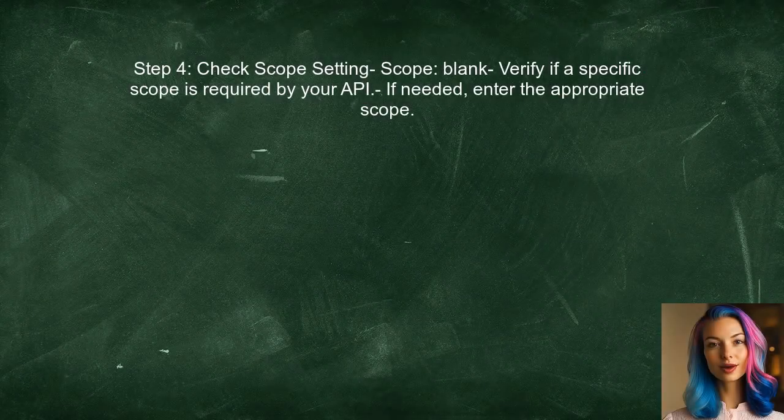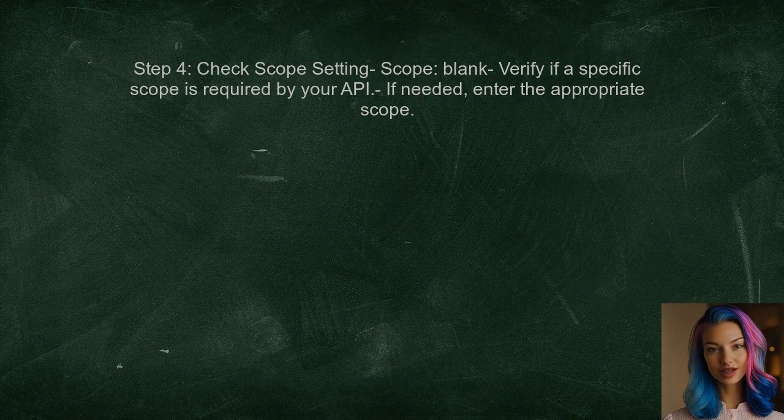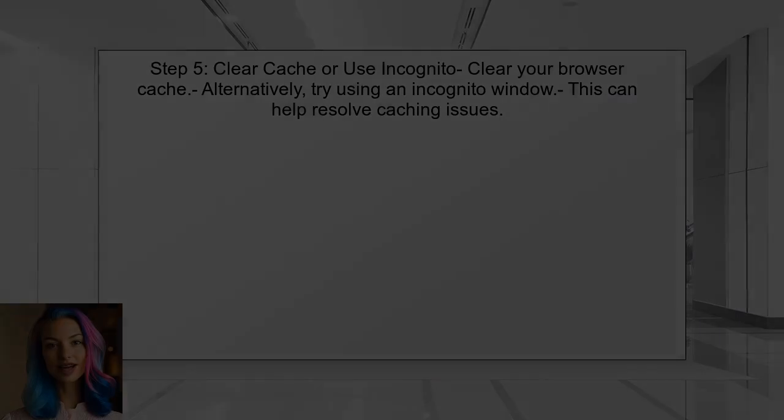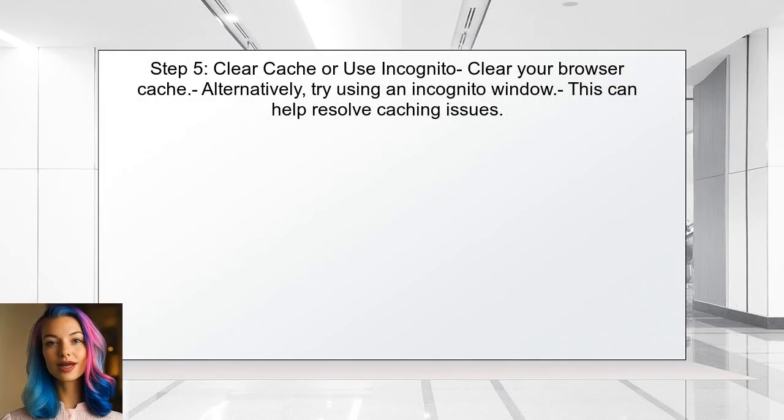After that, the user should check the scope setting. If the scope is blank, it may cause issues. They should verify if a specific scope is required by the API. Finally, if everything seems correct, the user should try to clear their browser cache or use an incognito window. This can help resolve any caching issues that might be affecting the OAuth flow.